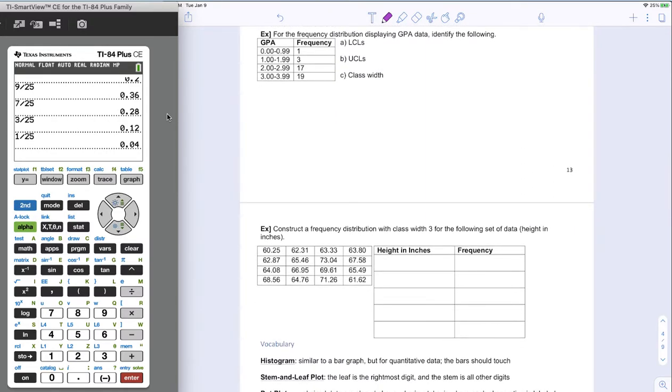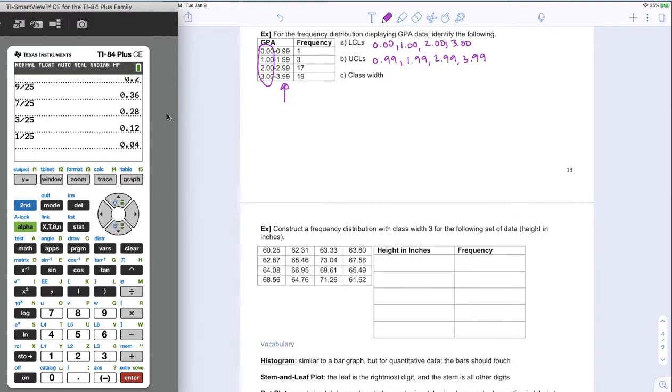Moving on here, we've been given a table, a frequency distribution with classes, and we want to identify the following. So part A says LCLs, lower class limits. So that refers to these numbers here that are the lowest value in each of the classes. So we have 0.00, 1.00, 2.00, and 3.00. B, the UCLs are the upper class limits, so those are the numbers over here. The highest number in each class, so we have 0.99, 1.99, 2.99, and 3.99.